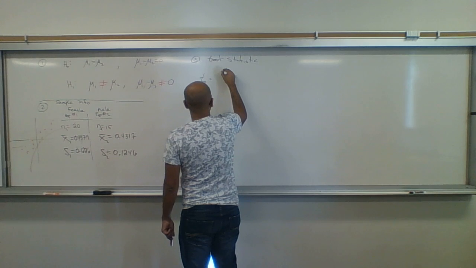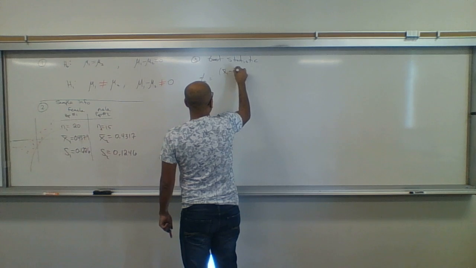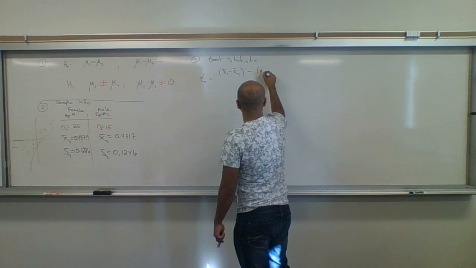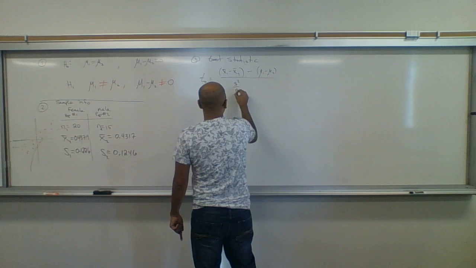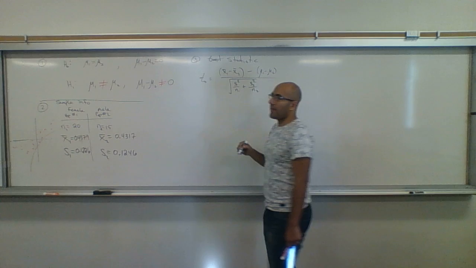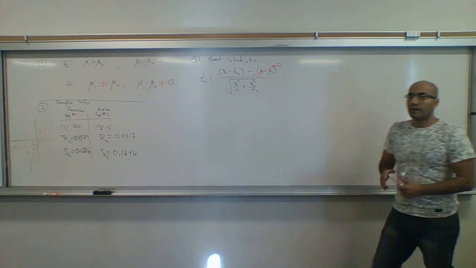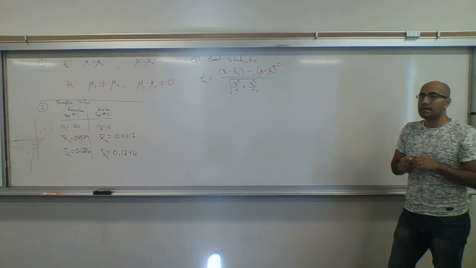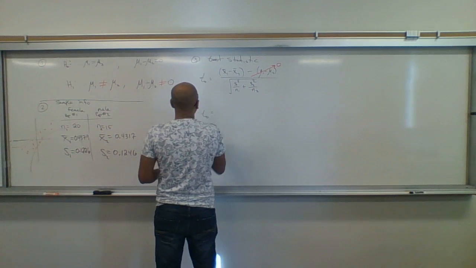So the test statistic is going to be x sub 1 bar minus x sub 2 bar, the difference between the means in our particular sample, minus mu sub 1 minus mu sub 2, divided by the square root of s sub 1 squared over n1 plus s sub 2 squared over n2. And like I said, for us, this is always 0, because we always test that the means of both populations are equal to each other. So we have everything we need to come up with our test statistic.